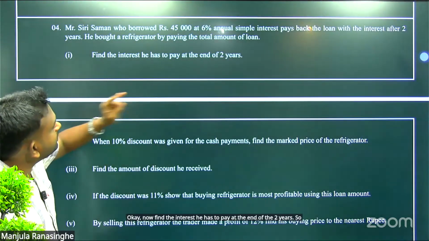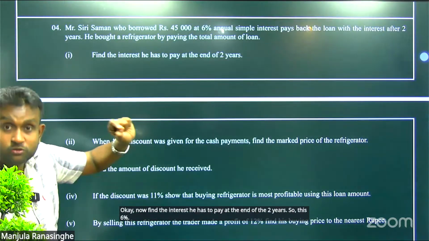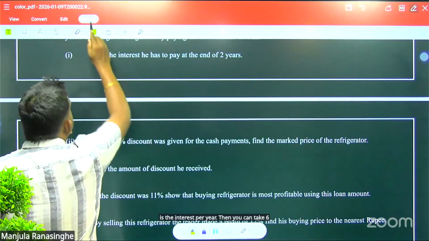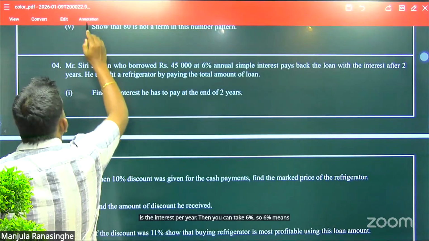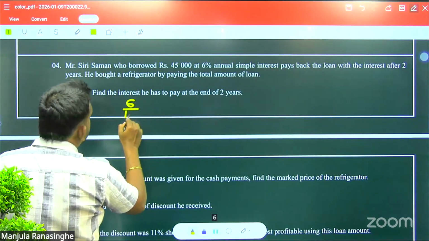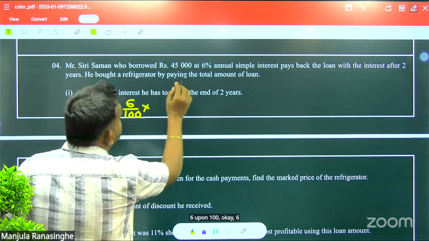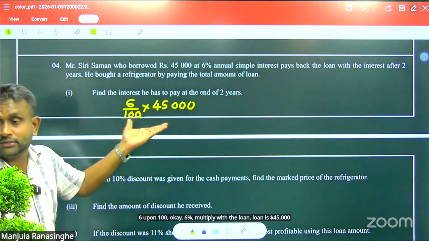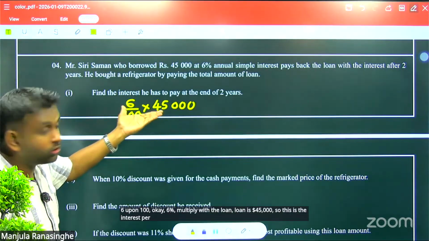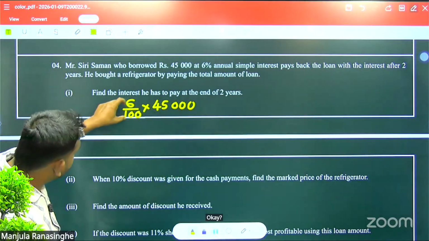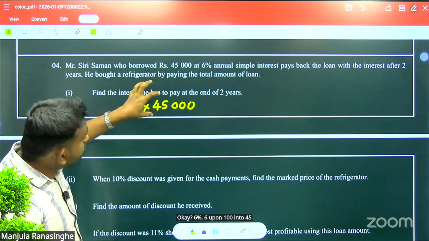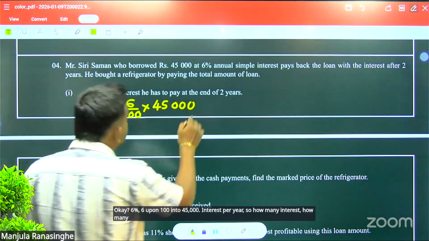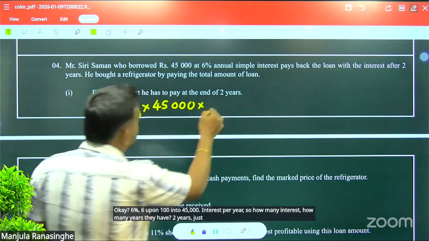So this 6% is the interest per year. Then you can take 6%. So 6% means you take 6 upon 100. Okay, 6% multiplied with the loan. Loan is 45,000. So this is the interest per year. Okay, 6 upon 100 into 45,000, interest per year. So how many years do they have? 2 years. Just multiply by 2.